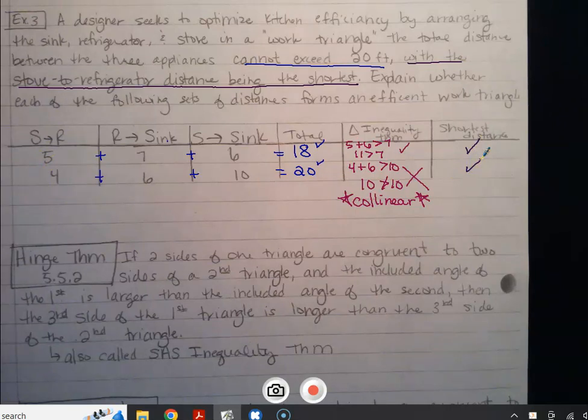So explain whether each set of the following will form an efficient work triangle. What do we think? Okay, the top one will. And you could give those reasons, right? Like its total is 18 feet. It meets the qualifications for the triangle inequality, to actually form a triangle. And the shortest distance is from the stove to the refrigerator. And then the second one is a no, for the reasons that you guys found there.